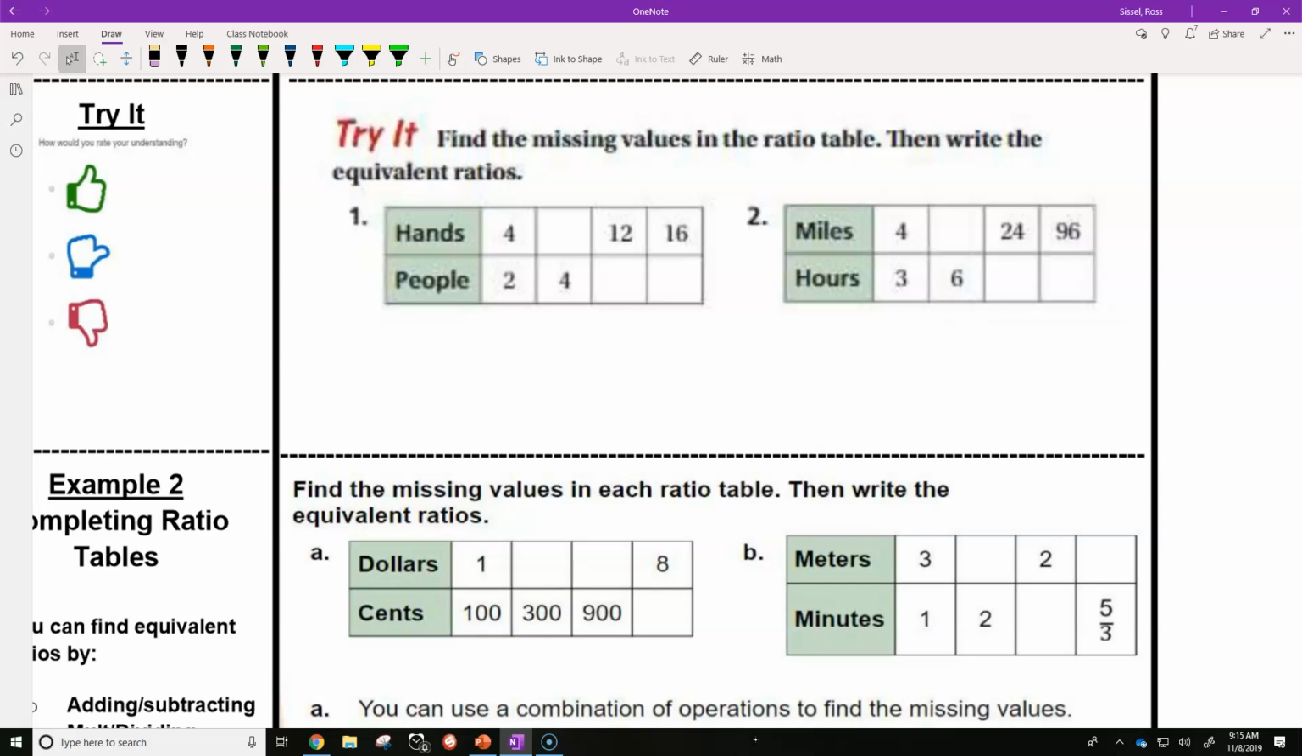Okay. First thing I would do is just to the side of the problem, I'm going to write down what the ratio is. So, on this one, hands to people. What is my ratio for the very first one or the smallest one? Brock? Okay, my ratio, if everyone sees, that's 4 to 2.